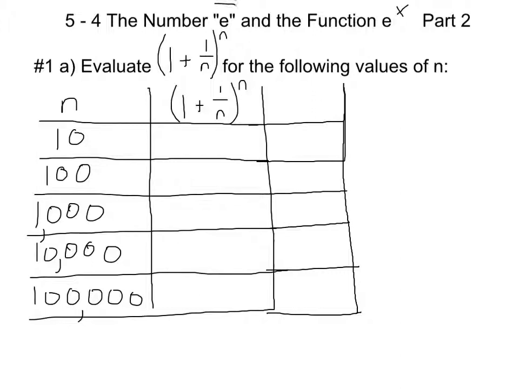The number e, yes, e is a number, just like pi is a number, and the function e to the x. So to introduce this, we're actually going to evaluate 1 plus 1 over n to the n power for the following values of n. For n equal 10, say, 1 plus 1 over 10 to the 10th power. And guess what you get? You get about 2.594. You can type these into your calculator, check me.